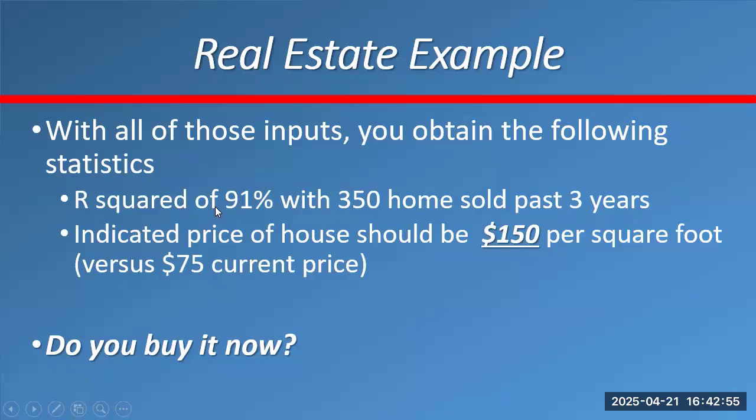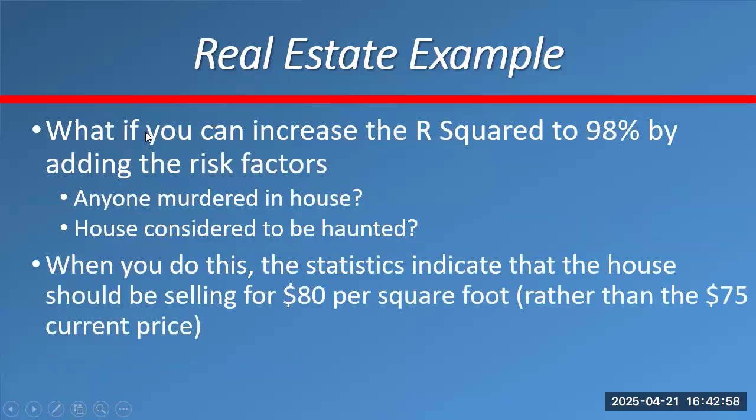Let's say I add one more thing to it related to risk, and this gets your R squared up to 98%. You ask, has anyone been murdered in the house? And is it considered haunted? And when you do that, the house value isn't 150, it's only 80. So now you know something bad's happened in this house.